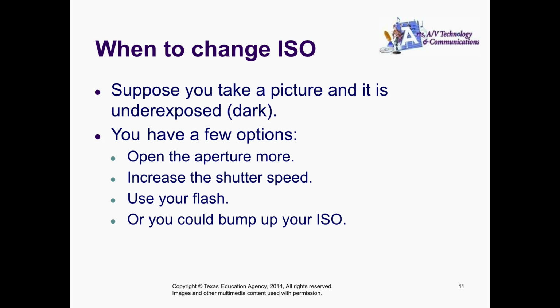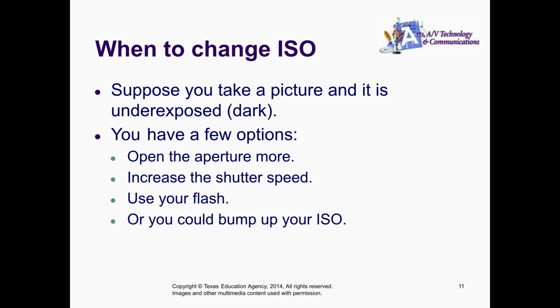So if you take a picture and it's underexposed, it's dark, you have a few options. You can open up the aperture more. What's going to happen if you open that aperture more? All three of these things let in more light, but what is it telling your photograph to do when it's a big hole? It focuses on a smaller place, all right? So that's okay if you understand that's what's going to happen.